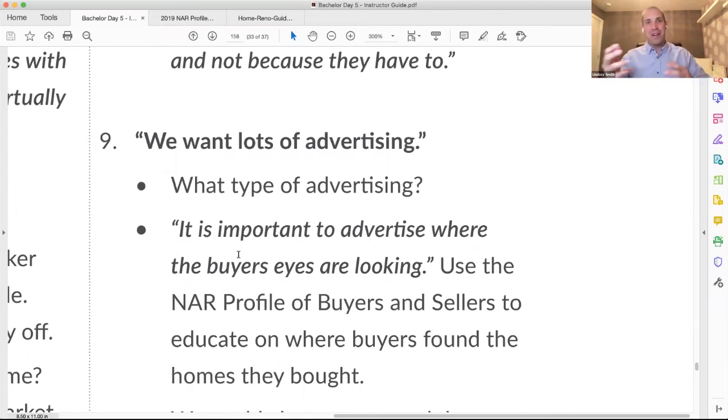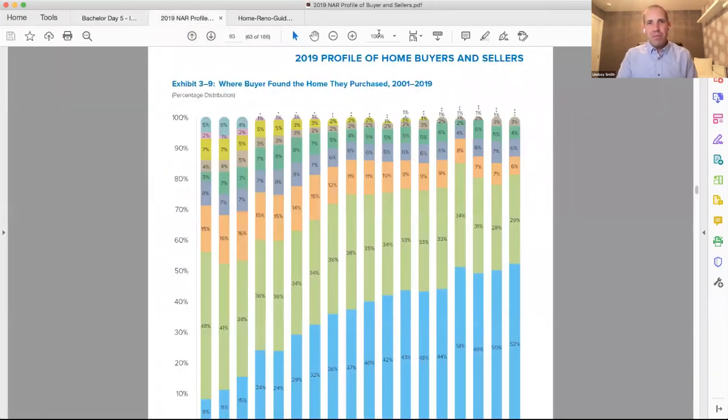There are obviously lots of differences still, but we're looking for homes. It's not like we're in the dark ages up here. So in Canada, people are looking for homes exactly the same way. We have the apps, we have the tools, things like that. So using this report is a great tool because it actually indicates where buyers are looking for homes. This report that I'm going to share with you now is 166 pages, but on page 63, which I've already pulled up here for you, you will see Exhibit 3.9, where buyers found the home they purchased.